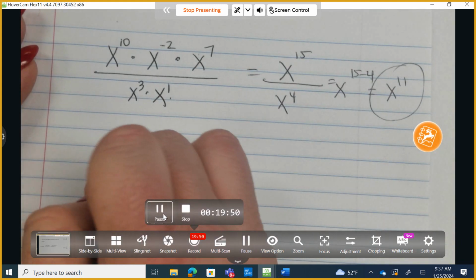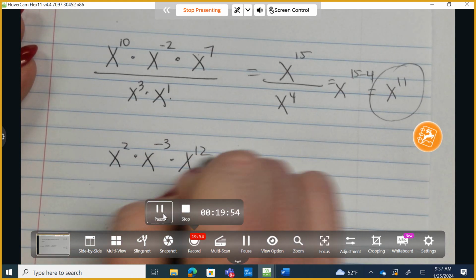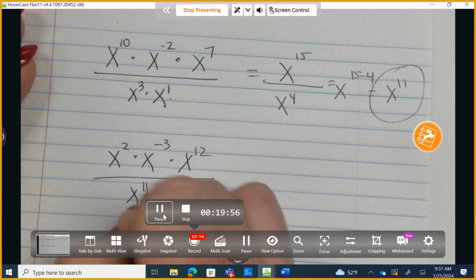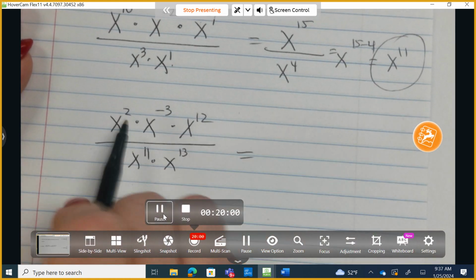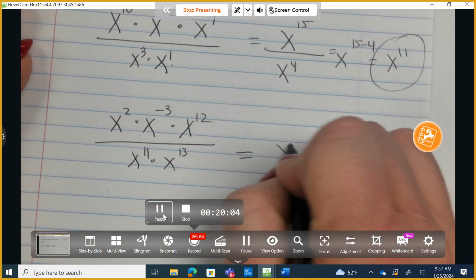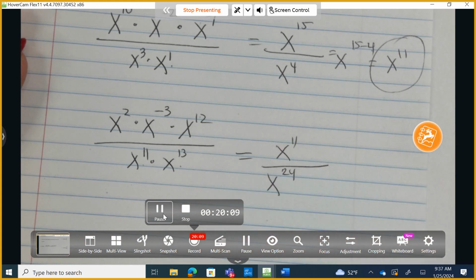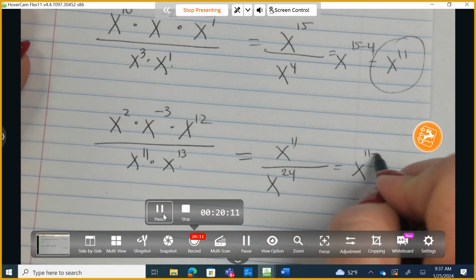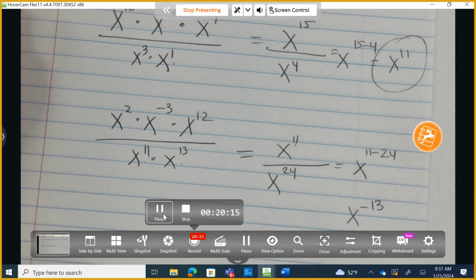Let's try one more. This time I have x squared times x to the negative 3 times x to the 12 over x to the 11 times x to the 13. All right. What do we do here? Well, 2 and negative 3 is negative 1. Negative 1 and 12 would be 11. 11 and 13 would give you 24. So again, I take the top exponent minus the bottom, and I end up with a negative 13.